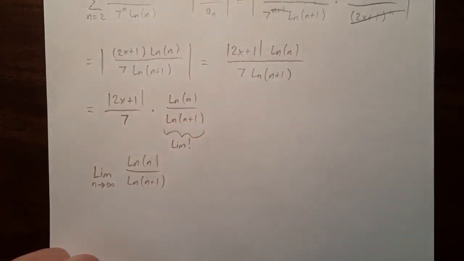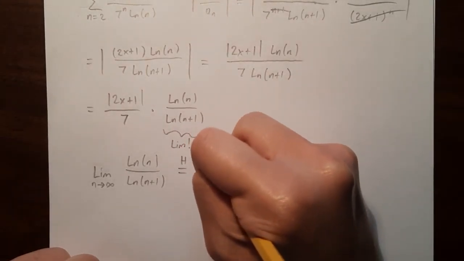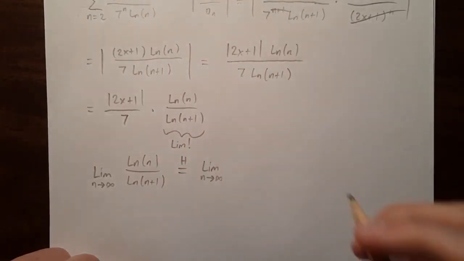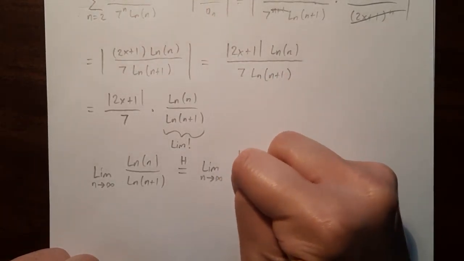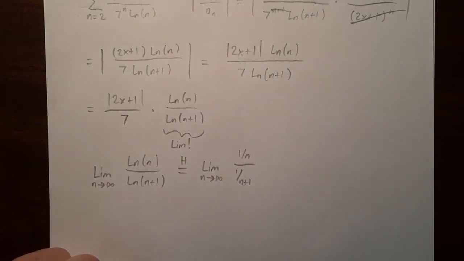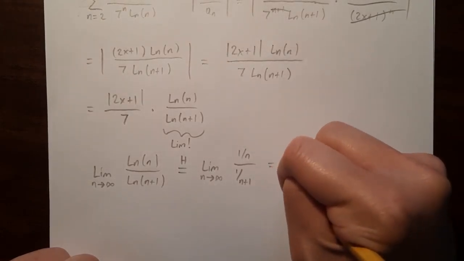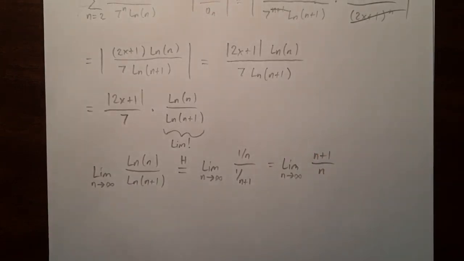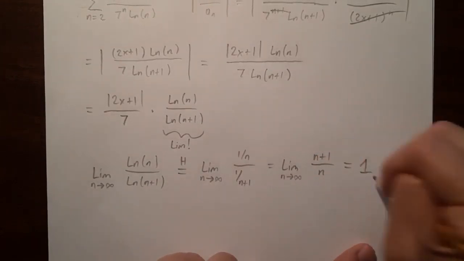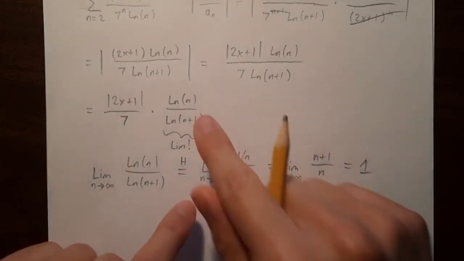Well, as I said before, this is going to lead you to an indeterminate form of infinity over infinity. So L'Hopital's rule says you can take the derivative of the numerator and denominator and take the limit of that instead. So if I do that, I'm going to have 1 over n on top, and 1 over n plus 1 on the bottom. If I rearrange that a little bit, this is the limit of (n plus 1) divided by n. And indeed, as n goes to infinity, that's going to give you a limit of 1. So yep, as expected, this thing goes to 1.